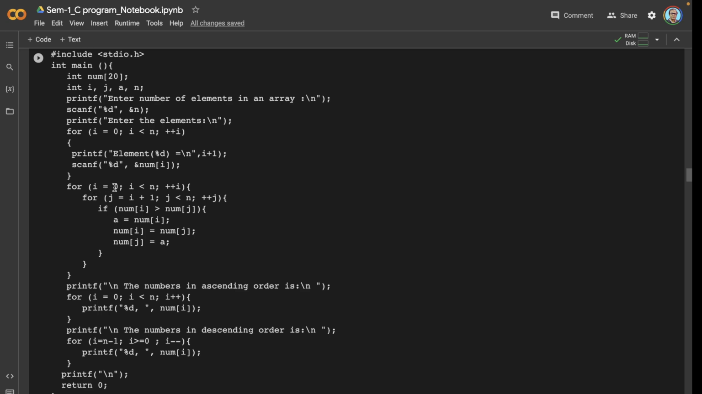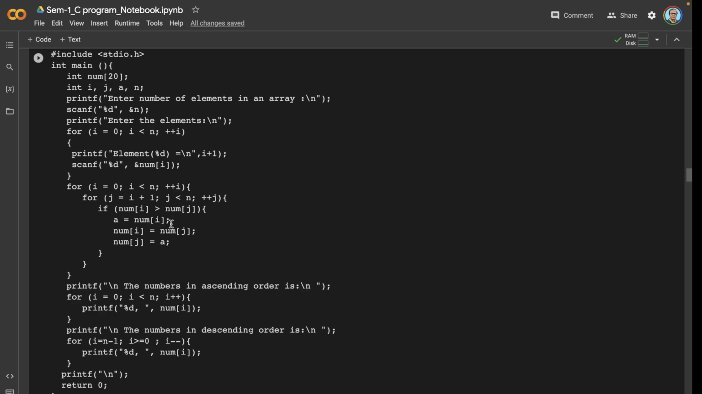First i equals 0, then j equals i plus 1, j less than n, j plus plus. So first i equals 0, then j equals 0 plus 1. That is, j runs from 1 up to n minus 1. So j runs from 1 to n minus 1. First i equals 0, so is number 0 greater than number 1?